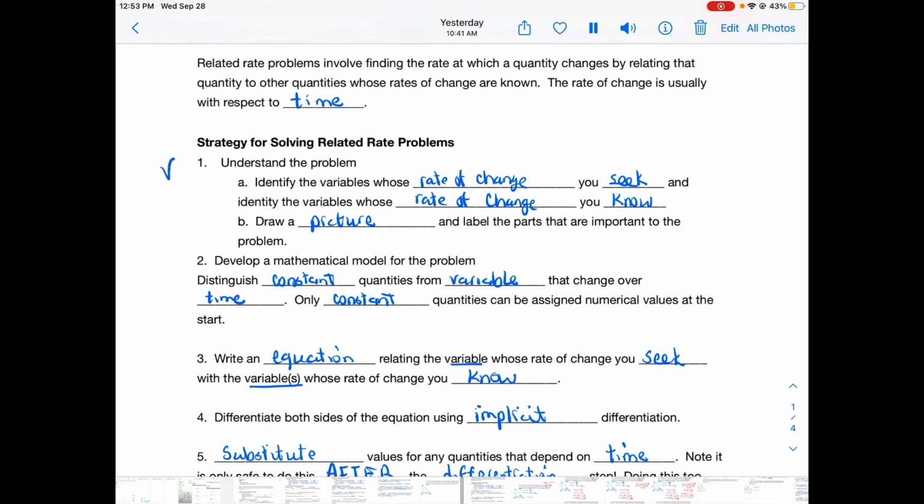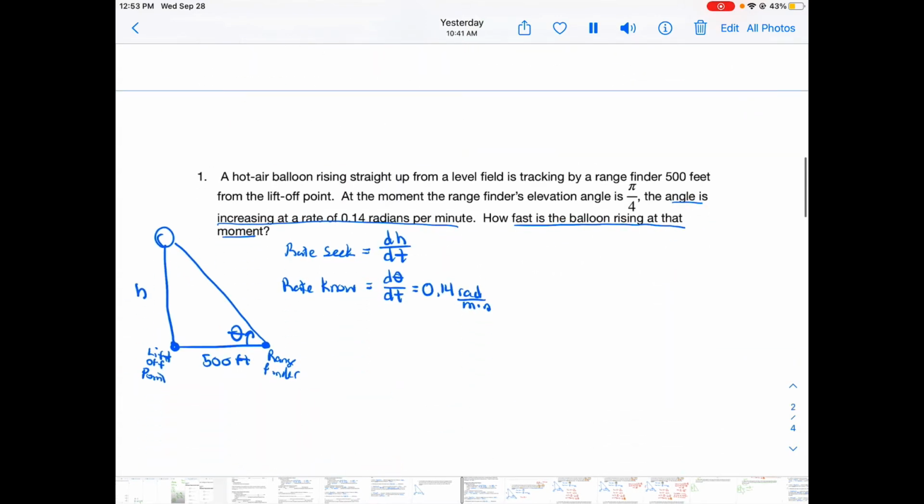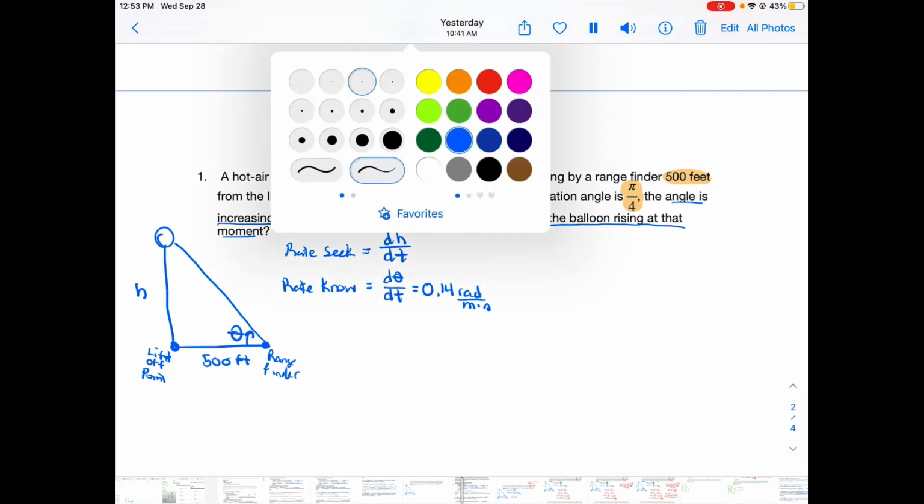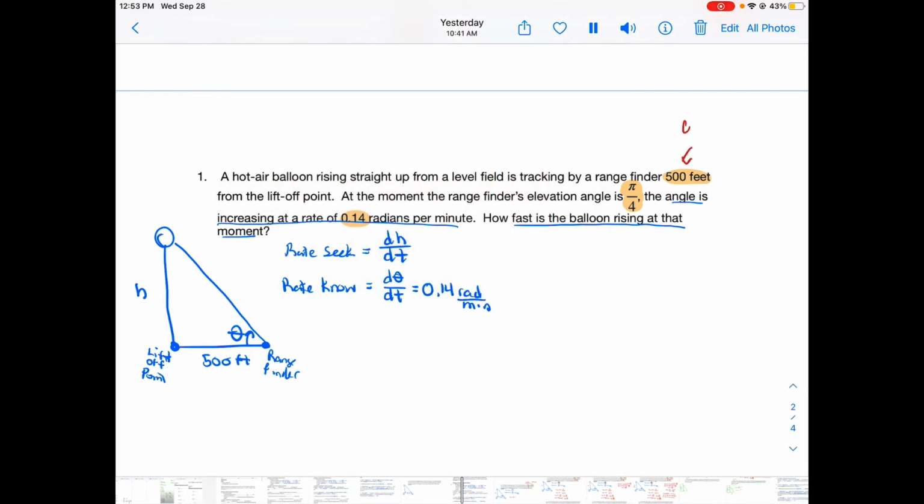So we're on to step 2. I said some things about step 2 already, but let's distinguish our constant quantities and our variable quantities that change over time. So looking at the problem, 500 is a number that was given to us. Pi over 4 is a number that's given to us, and 0.45 is a number that's given to us. So 500 feet is called a constant. I'm not moving that rangefinder as time goes on. I put it down and it's staying there. So that's going to be a constant value. I can plug it in at the beginning.